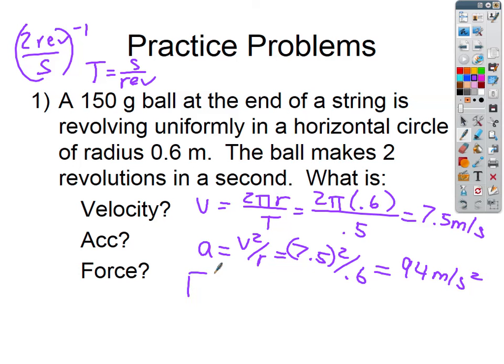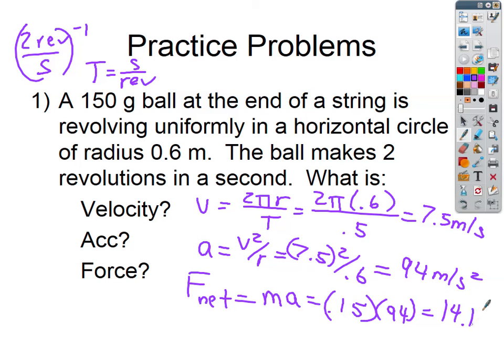What's the force? Well, that's just basically saying what's the net force. That would simply be m times a. And so 150 grams, 0.15 kilograms times 94 equals 14.1 newtons. So not that much force, but it's a very small object also. Okay? So just using all the formulas, nothing too special there.